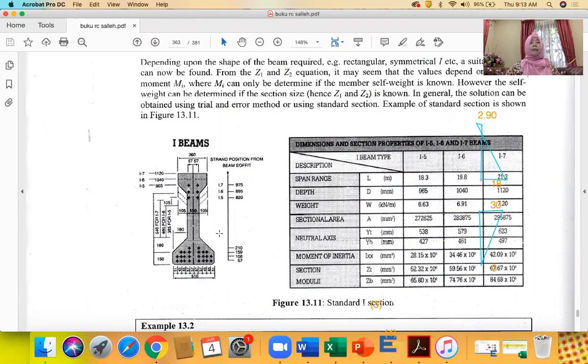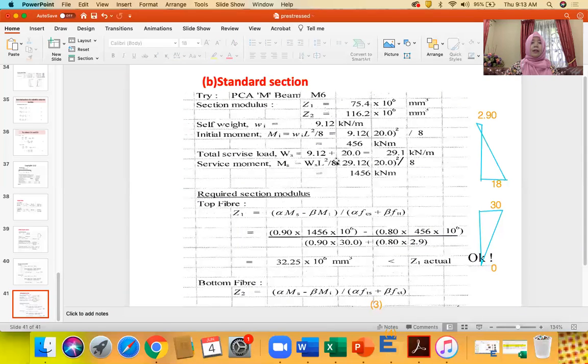And for the pre-stress construction, they have already given the values of, let's say, D, the depth, the neutral axis, Y1, Y top, Y bottom, the moment of inertia, and the section modulus, also given in the handbook. This is just an example taken from the pre-stress handbook. For this section, these are the values. So in order to answer this question, we used the handbook. The values that we obtain here are actually from the handbook.